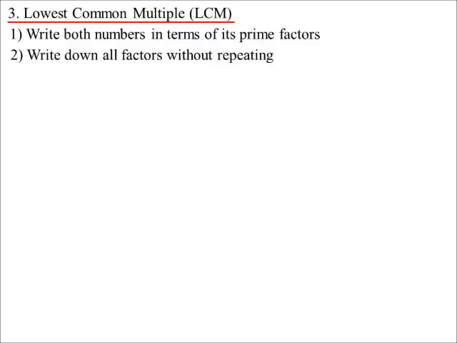Lowest common multiple then. This is pretty much the same as when we're dealing with fractions and we're saying, well, we don't call it lowest common multiple, we call it lowest common denominator. Same idea. So again, we write down all the factors. So let's do 48 and 15, for instance. 48, that's 16 times 3, 2 to the power of 4 times 3. 15, there's a nice easy one, 3 times 5.